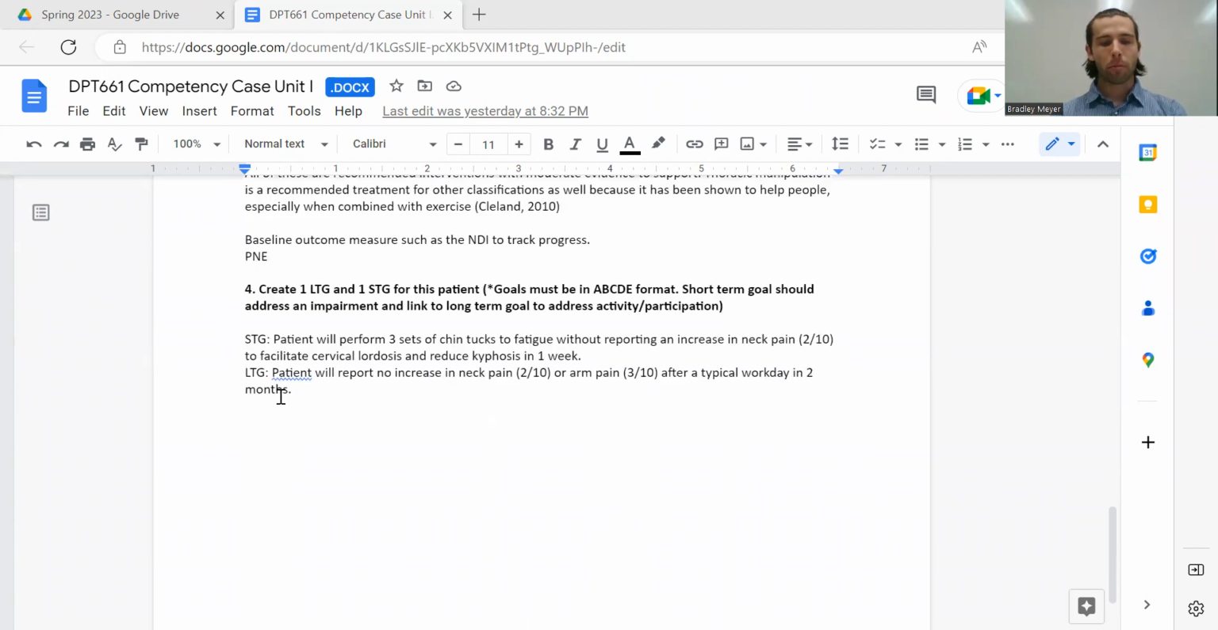And then my goals for this patient would be, a short-term goal would be to perform 3 sets of chin tucks to fatigue without reporting an increase in neck pain from his baseline 2 out of 10 to facilitate cervical lordosis and reduce kyphosis. And I would want him to do that in a week. And then a long-term goal I had for him was to report no increase in neck pain from the baseline 2 out of 10, and arm pain baseline 3 out of 10 after a typical workday in 2 months. All right, thanks for listening.